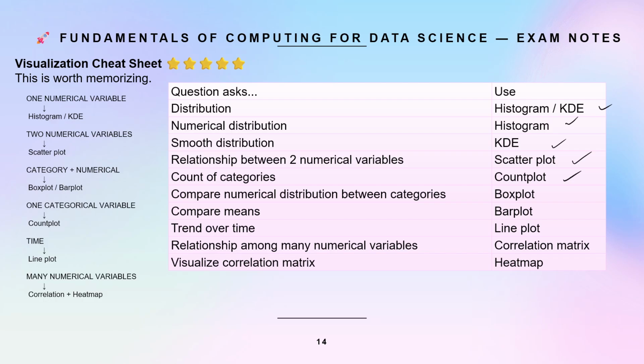Compare numerical distribution: box plot. Compare means: bar plot. Trend over time: line plot. Then relation among numerical variables: use a correlation matrix and visualize the correlation matrix in a heat map. I hope this is clear.